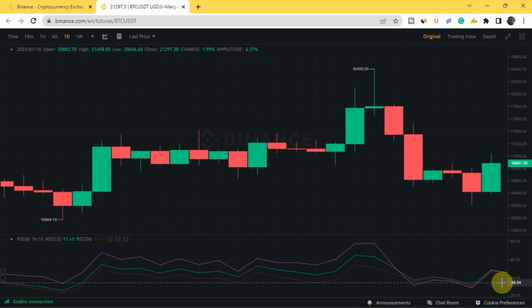I hope you understand. And whenever the RSI indicator is closer to 100, it means that it is overbought. That is, a lot of people have bought this crypto and the price has gone up. So if there will be a reversal, the price will come down. So this can help you predict that, okay, very soon, the price of this crypto is coming down.